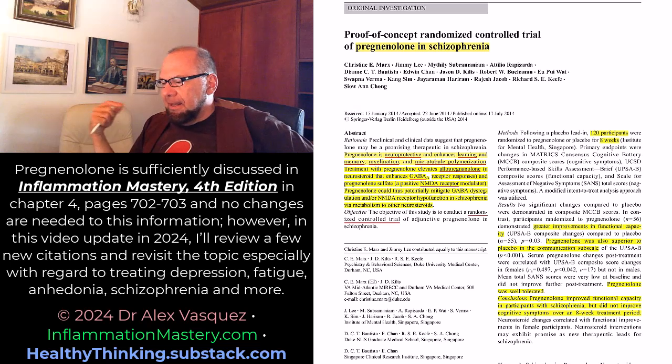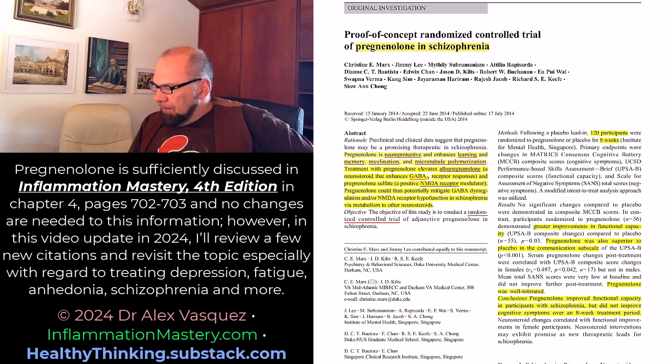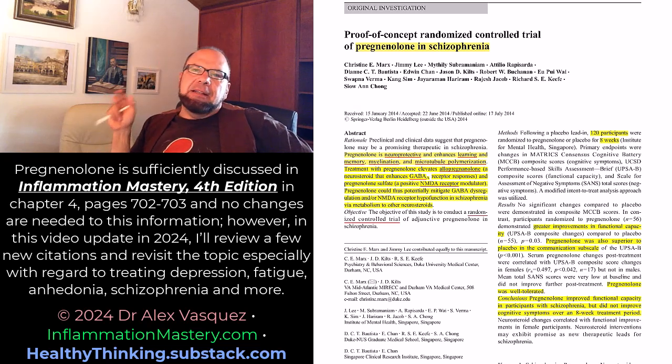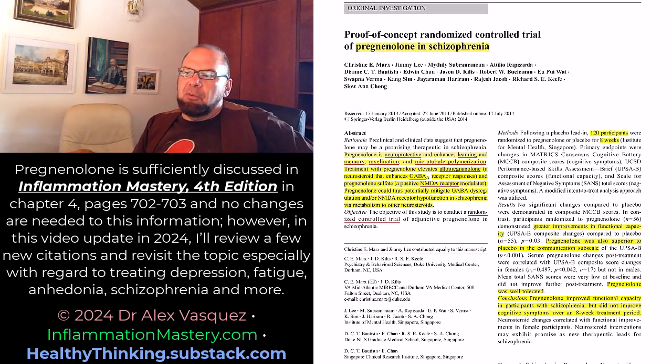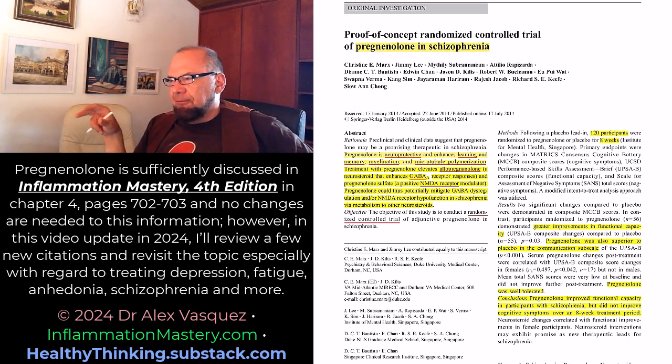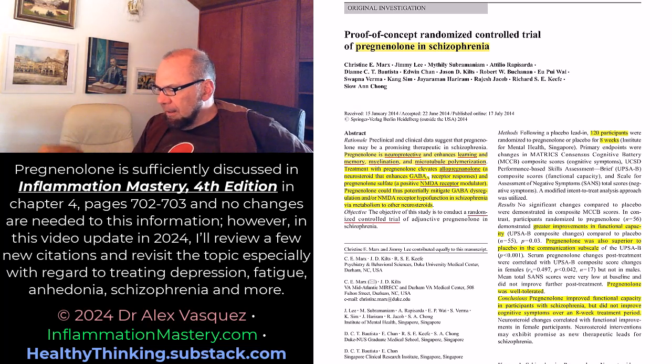In this case, they had 120 patients treated for 8 weeks, and what they found were greater improvements in functional capacity. So that's basically what this study boils down to, and that's obviously very important. They found some mild improvements in other areas, but the most important take-home message from the benefit side, let's say, of this research is that they showed functional improvement. Pregnenolone was also superior to placebo in the communication subscale.